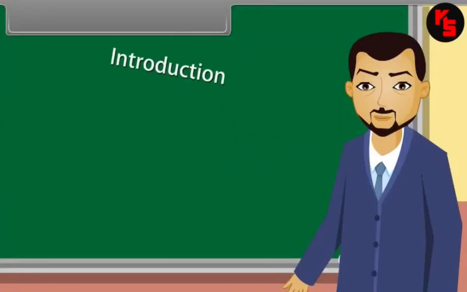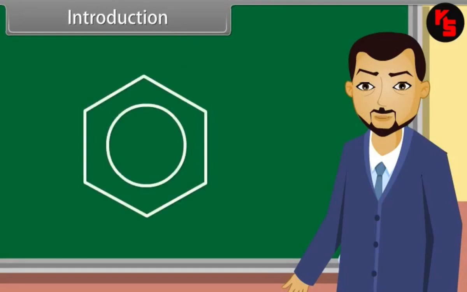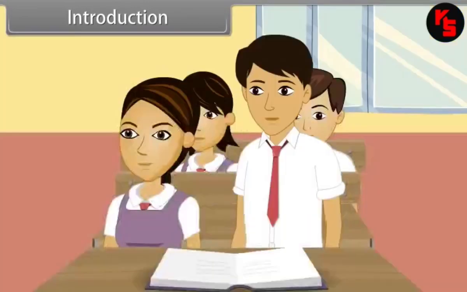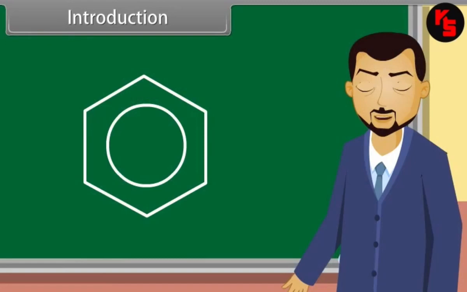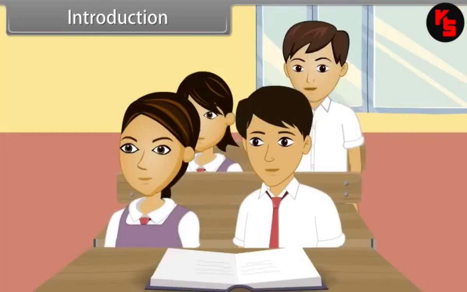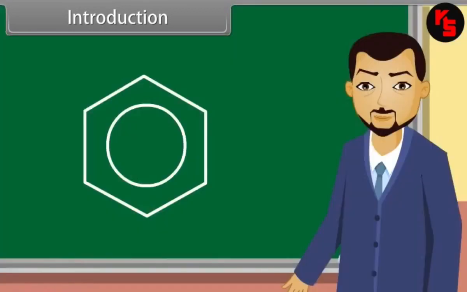Introduction. Students, look at this structure. Does anyone know what this is? Sir, this is a benzene ring. Correct, a benzene ring. And now, who will define aromatic hydrocarbons? Sir, aromatic hydrocarbons are those which contain one or more benzene rings. Very good, Rahul. Today we will learn about aromatic hydrocarbons. Come, let's start.